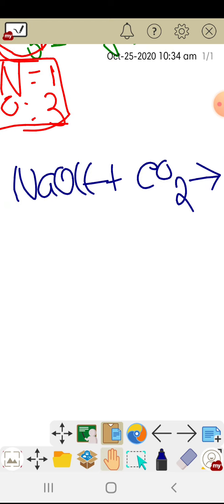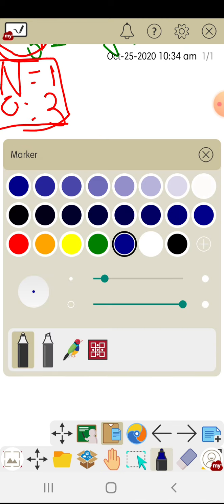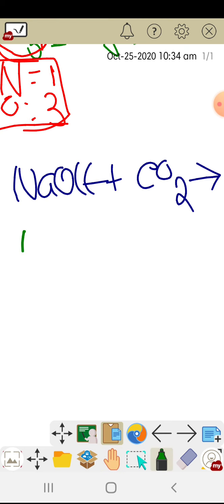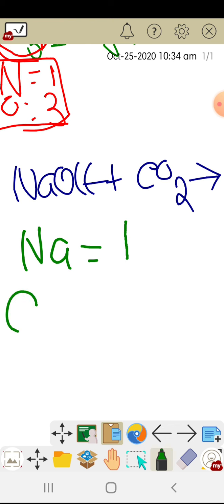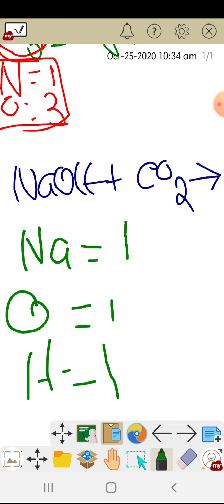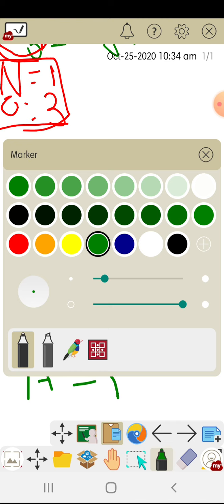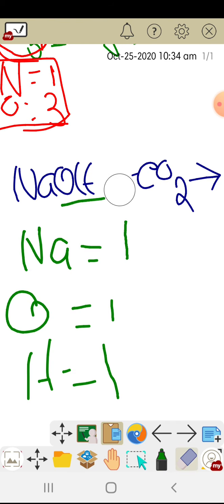Now see, focus on the left hand side. We'll move on to the right hand side later. Na on the left hand side is 1. O is 1, H is 1. Now you can ask, why aren't we taking OH as a compound? We are not taking OH as a compound because on the reactant side OH is not present as a group. If it had been present, then I would have definitely taken it. Okay.